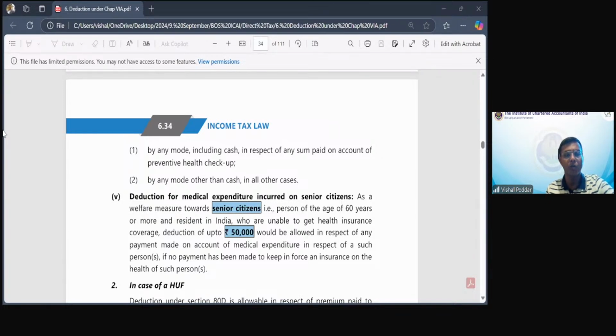I hope this is clear to all. Any further questions you all have, students? Tambeshwari is saying one self. Tambeshwari, you did not write one self, one spouse. So self, spouse, children, 25. And again for parents, 25.